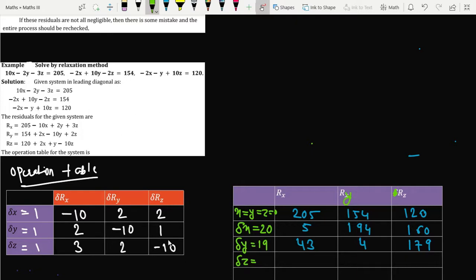Again, here the number is 10, and if you multiply 10 by 18, we get 180, which is very close to 179. So I use 18 here. So this is the third number, that is in row Rz. So we use the corresponding elements in Rz. So the numbers are 3, 2, minus 10. So multiply these numbers by 18. So by multiplying these numbers by 18, we get 18 into 3.